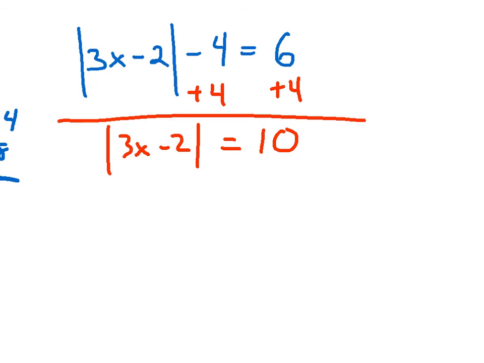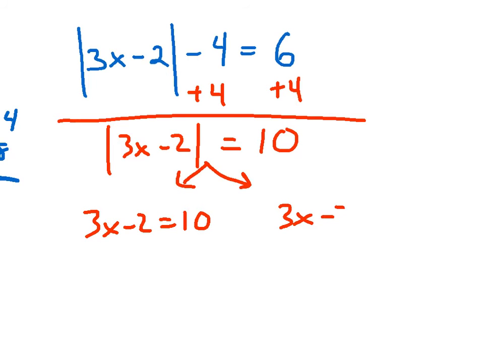Now that this absolute value sign is all by itself, there's no times, there's no addition or subtraction piece in front of it or behind it, we can now split this problem into two parts, kind of like we did the last one, and set it equal to positive and negative 10 for this example. So 3x minus 2 equals 10, and 3x minus 2 equals negative 10.